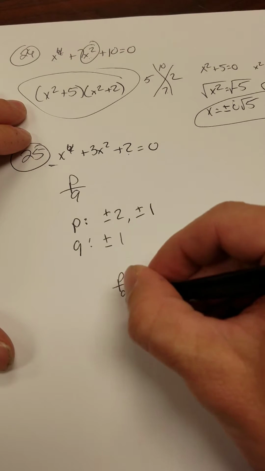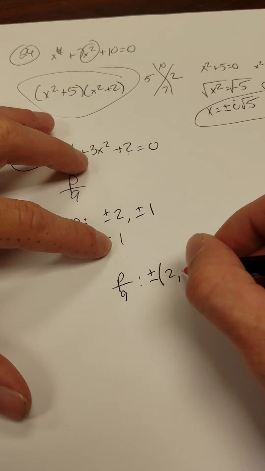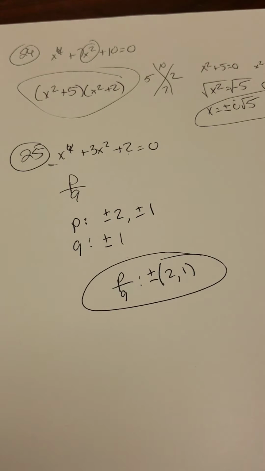So P over Q is really simple. Plus or minus 2 divided by 1 is 2, and 1 divided by 1 is just 1. So that's all of my possible rational zeros, P over Q.